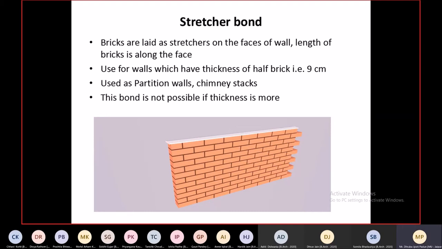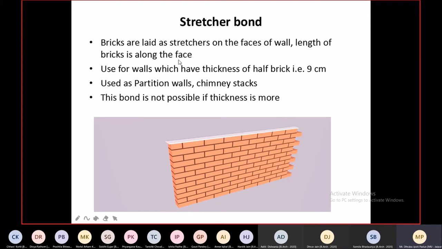Now this particular bond is a stretcher bond. In the last class we discussed the nomenclature of the brick. What is the header? What is the stretcher? If you see this particular brick unit, this would be the header and this would be the stretcher. So if I can see the stretcher portion on a brick wall like this, all the courses with all the stretchers, then this particular wall becomes the wall with stretcher bond. Correct. So bricks are laid as stretchers on the faces of the wall.